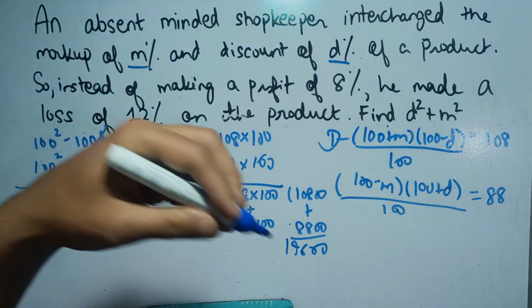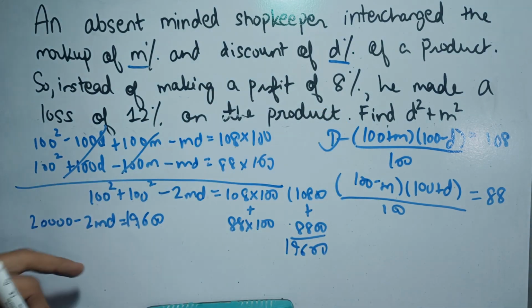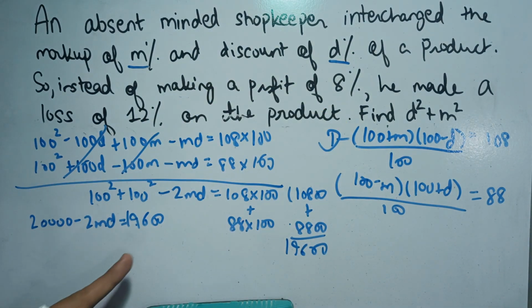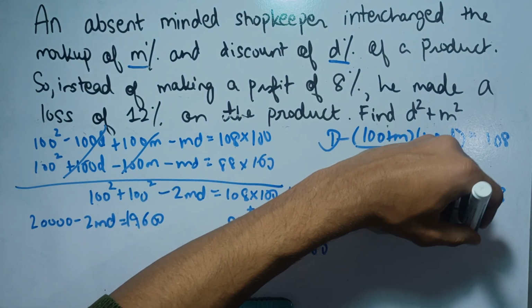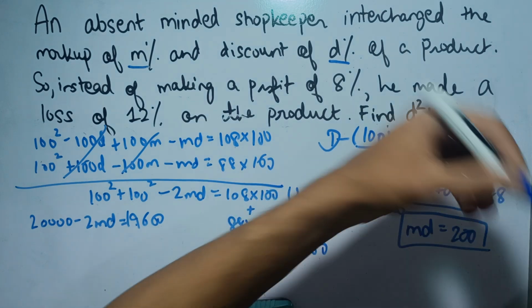So 2MD would come out to be, we subtract 19,600 from 20,000, 400, so MD would come out to be 200. When you solve this, you will get MD as 200.